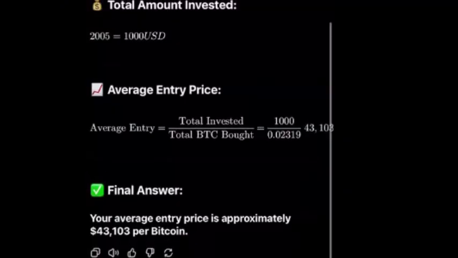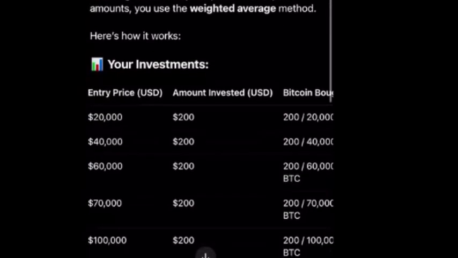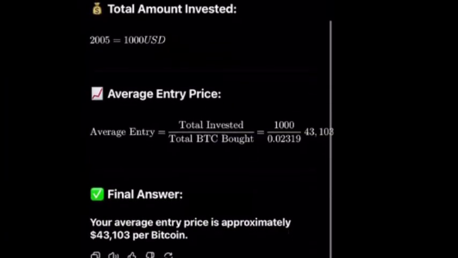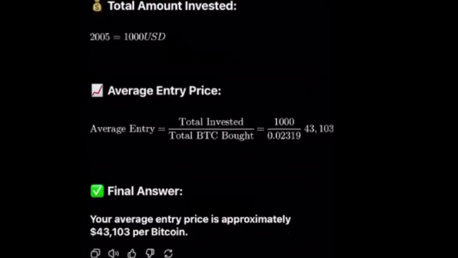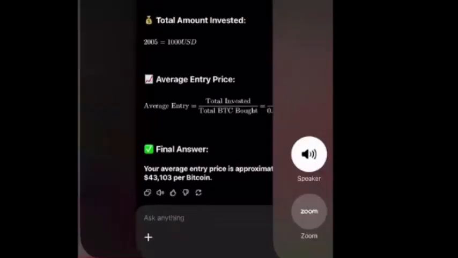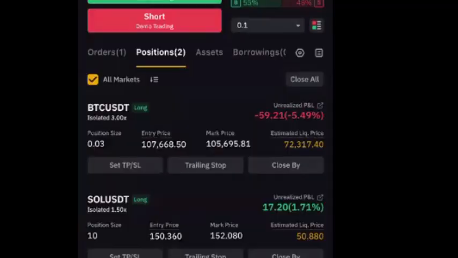I mean, look, your last purchase was at $100,000. You also bought at $70,000. You also bought at $60,000. But your average entry is $43,103. That's the concept we are going to be using here for dollar cost averaging.